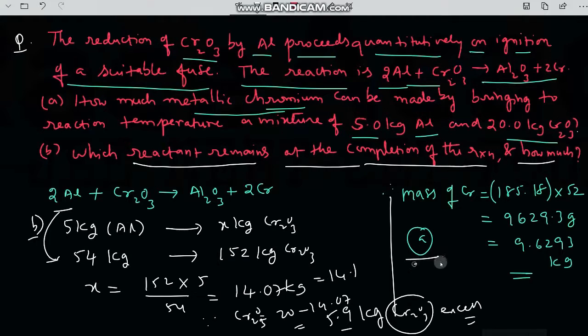So the first question answer is 9.6293 kilograms of chromium. For the second question, the chromium oxide mass consumed we calculated is 14.07 kilograms, and the excess unreacted in the reaction is 5.9 kilograms. So which is the limiting reagent? Aluminum is the limiting reagent. That's all.